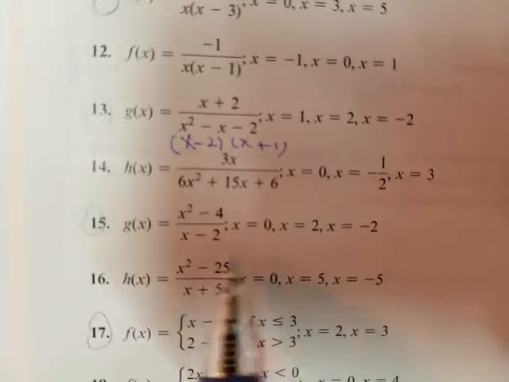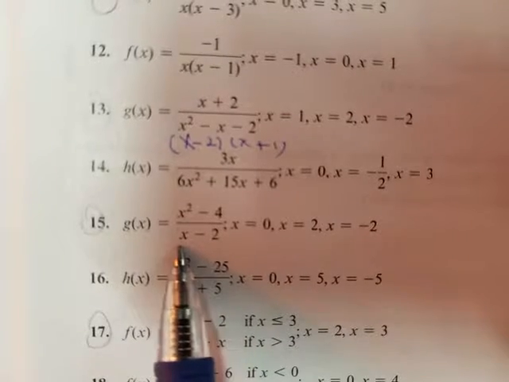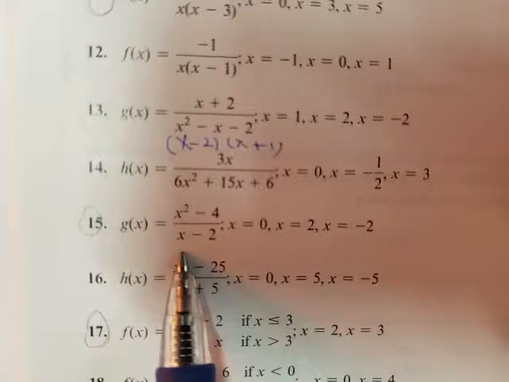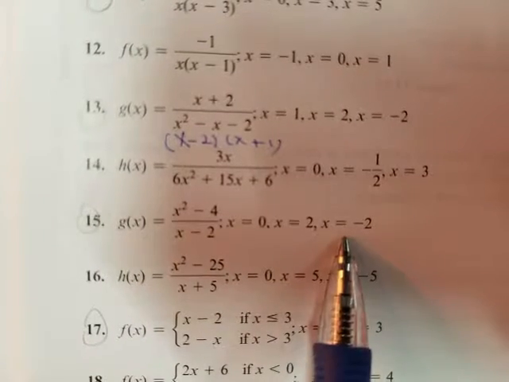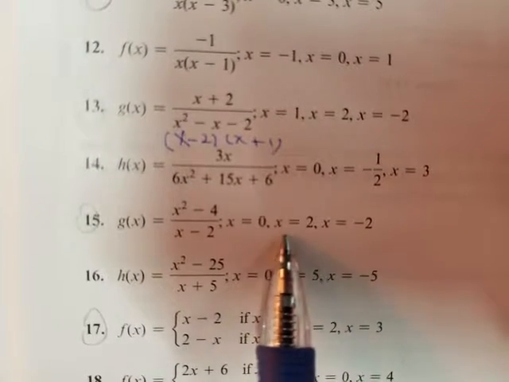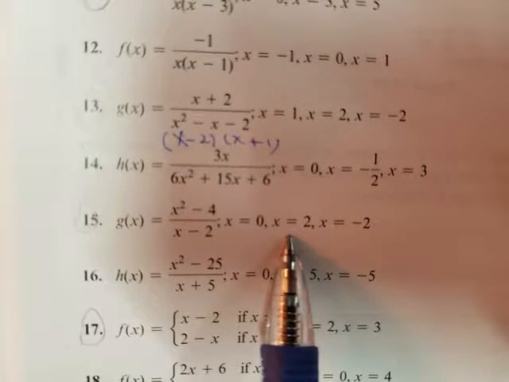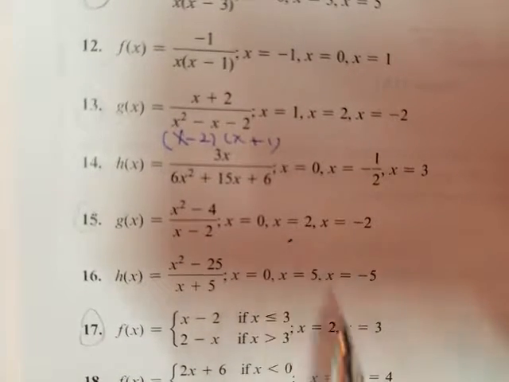If I plug in -2, the denominator, I get a -4. The numerator, I get 0. 0 divided by -4 is 0. That is okay. So it is continuous at -2. So again, the only point of discontinuity is when that denominator was 0, which happens to be when x equals 2. That's where it was discontinuous.